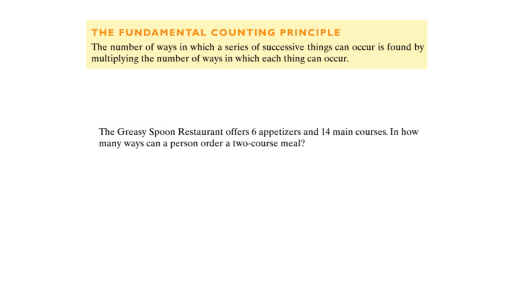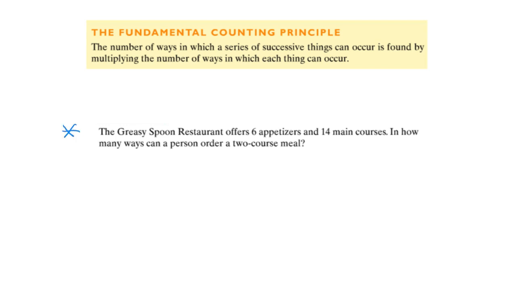The formal definition of the fundamental counting principle is the number of ways in which a series of successive things can occur is found by multiplying the number of ways in which each thing can occur. Basically the same thing that we did on that first page. Pick one from each category, but count how many options you have within that category and multiply those together with the other categories.